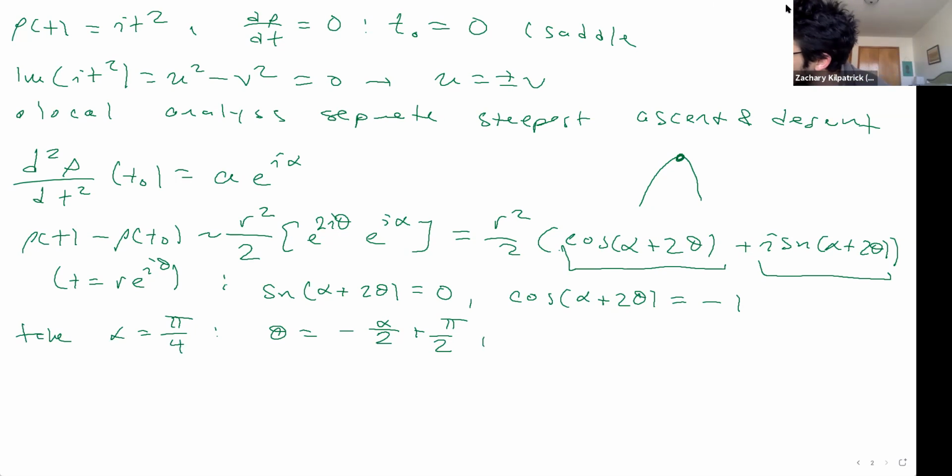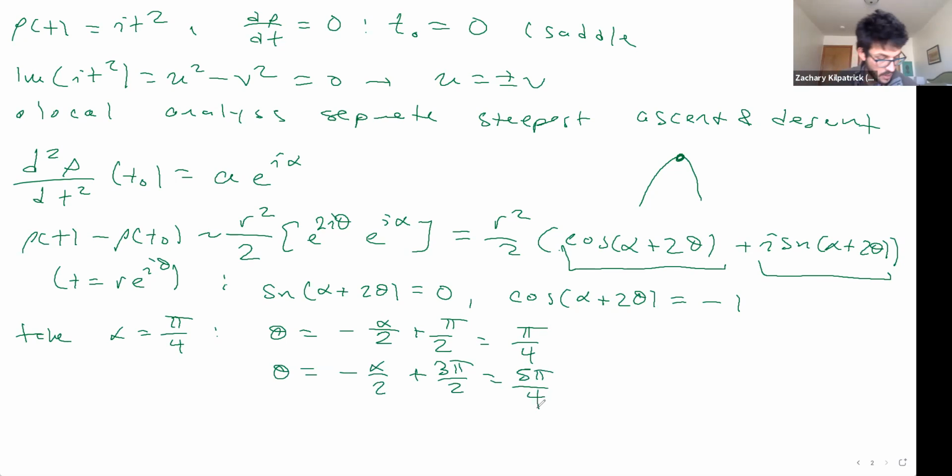In other words, in this case, that's going to be equal to pi over 4, where theta is equal to minus alpha over 2 plus 3 pi over 2, which is equal to 5 pi over 4. Okay, so that's how we get those two steepest descent directions. So that's the kind of geometry of the complex plane that we have to deal with.